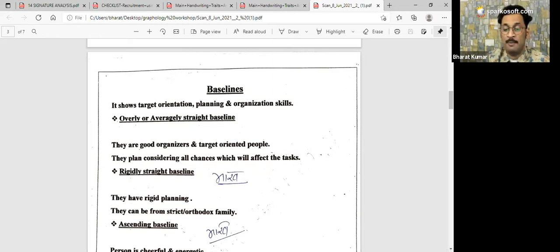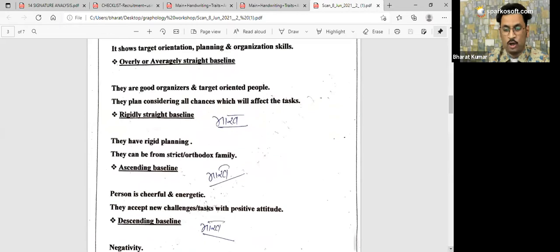Sometimes when people have a very, rigidly straight line, they may be rigid in planning and may be radical in thoughts, from a very strict or orthodox family. So now work on that.